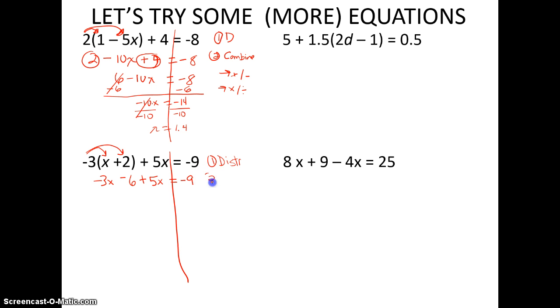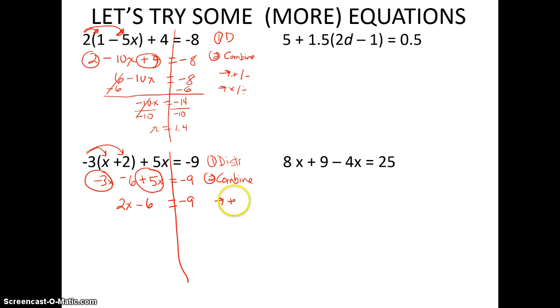So now I get to combine. Do we have anything that is same family? Well, I see a negative 3x and a positive 5x. Negative 3 plus 5 is 2x. Bring down my negative 6, or subtracting 6 means the same, and my minus 9.